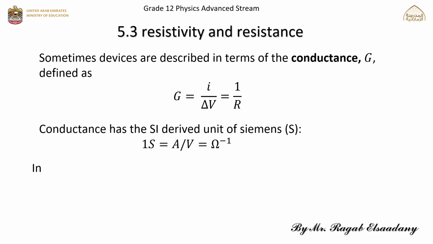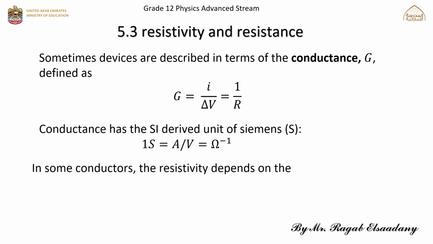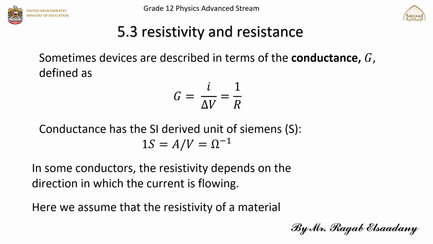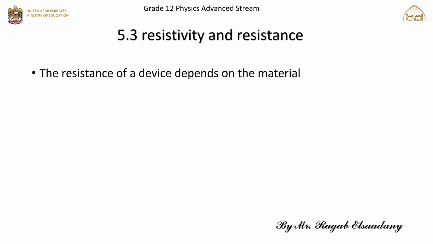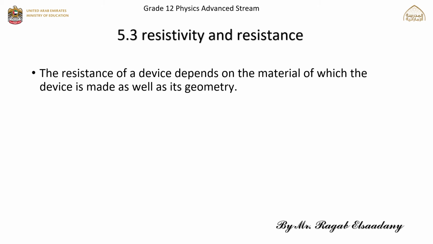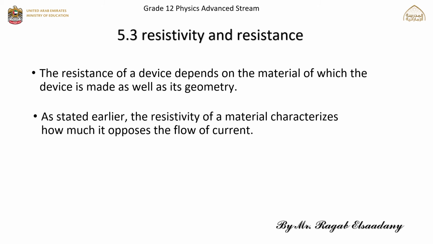In some conductors, the resistivity depends on the direction in which the current is flowing. Here we assume that the resistivity of the material is uniform for all directions of the current. The resistance of a device depends on the material of which the device is made, as well as its geometry. As stated earlier, the resistivity of a material characterizes how much it opposes the flow of current.